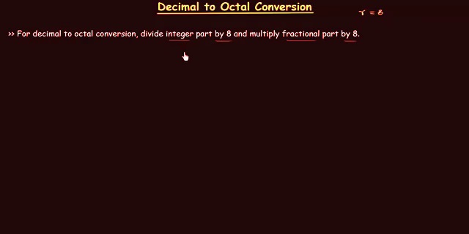I will explain this conversion with the help of two examples. In the first example, I will not include the fractional part. We will include the fractional part in the second example. So let's start with example number 1. The decimal number is 112. This is in decimal, and we want the octal equivalent of 112.